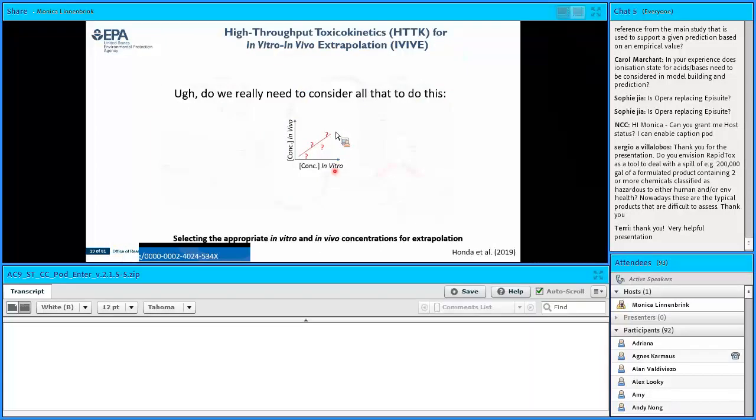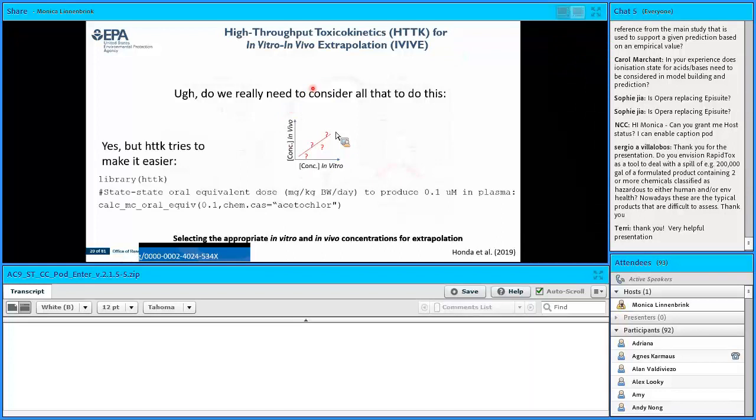So do I really have to think about all of that stuff if I just want to go from in vitro to in vivo? Because, you know, that sucks. No. Well, yes, but no. You don't have to. This is what we do with the HTTK project, is we try to make it a little easier. So what you would have to do if you want a Monte Carlo oral equivalent for 0.1 micromolar for acetochlor is load up the HTTK library and say calculate the oral equivalent. And we will use a default model that we have clearly spelled out. There's a ton of code going on there.